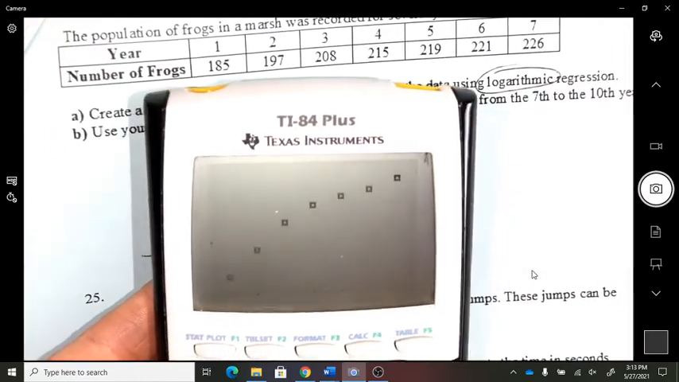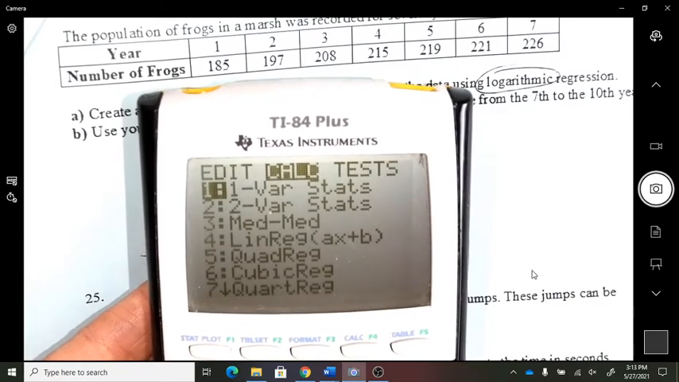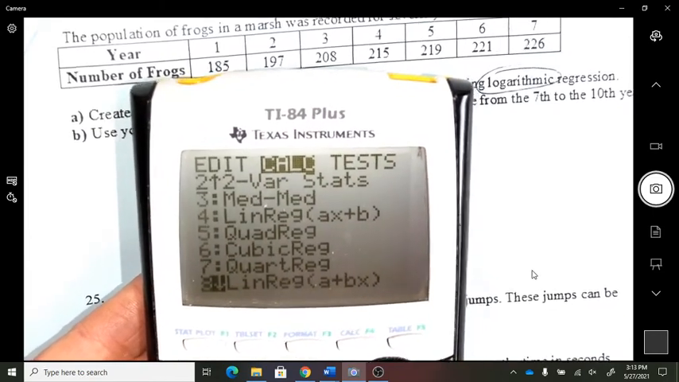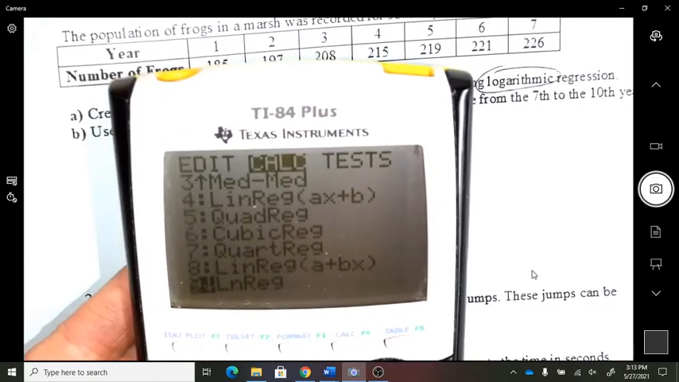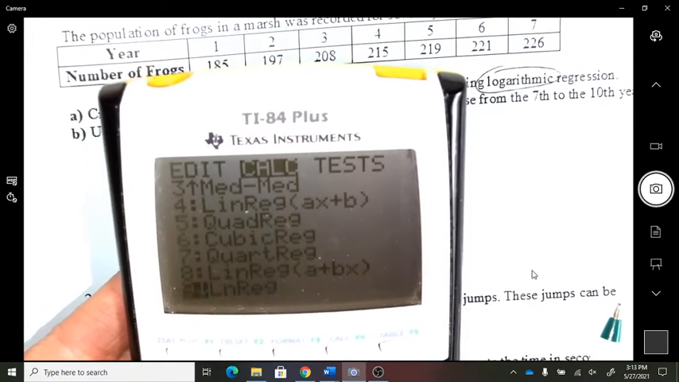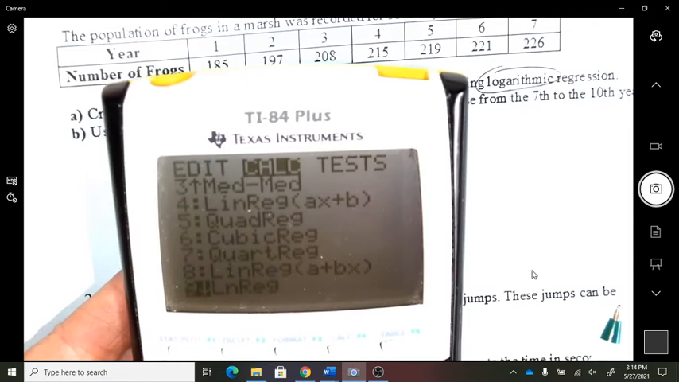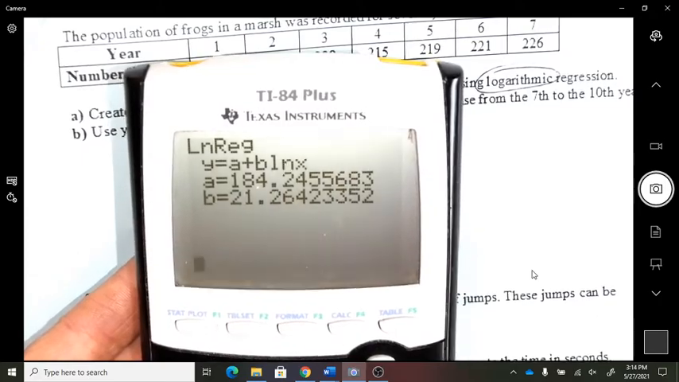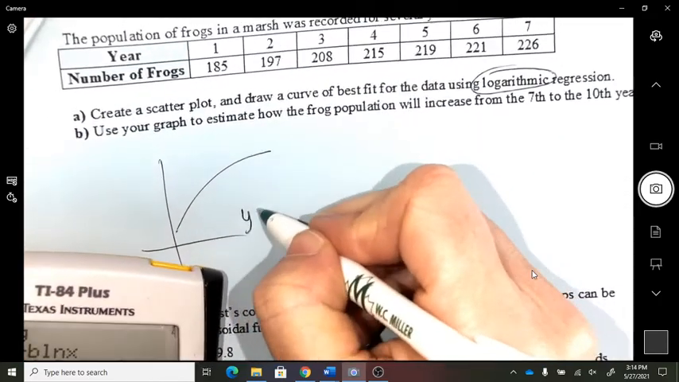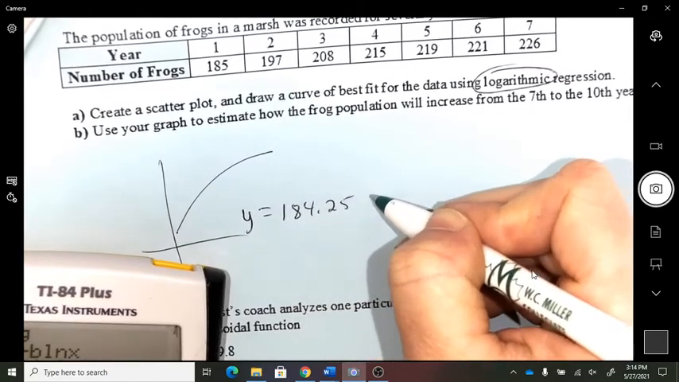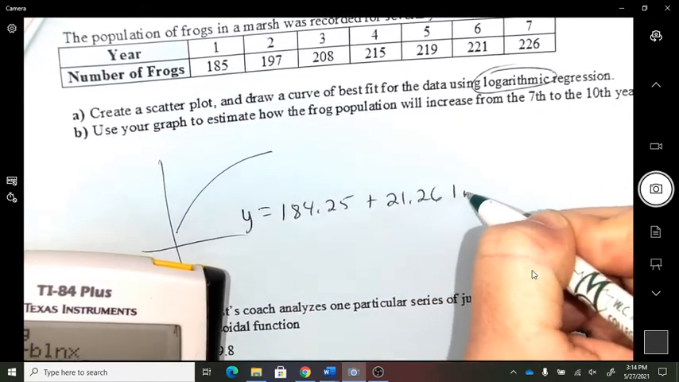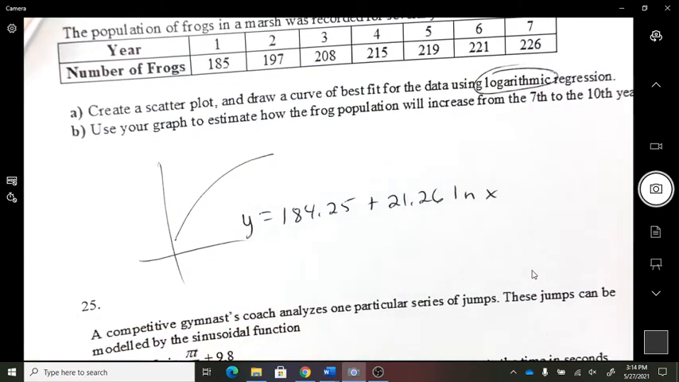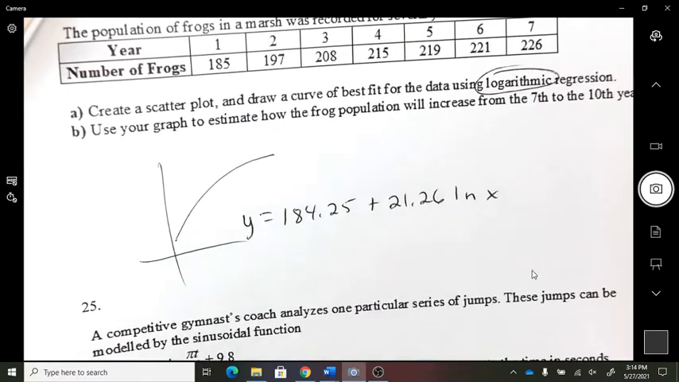Get your equation. So stat, calculate, and then remember it told you linear, or not linear, ln, not linear, because one's lin. Okay. So option number 9, is that what you picked? Okay, I'm getting something like that. Anybody else get a number like that?